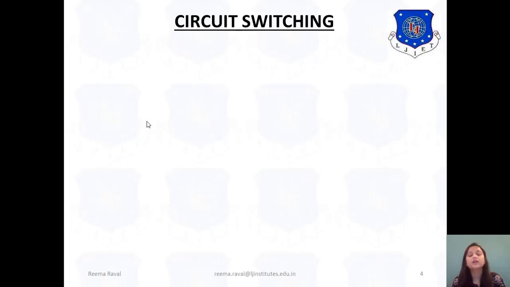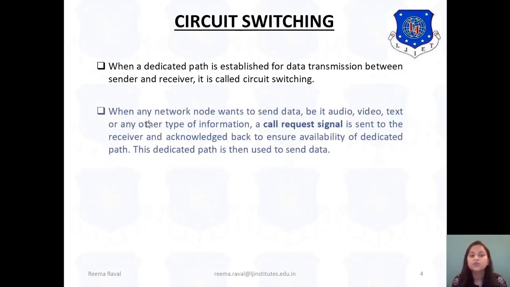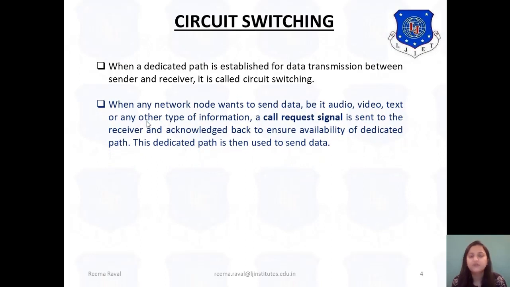As we have discussed earlier, in circuit switching a dedicated physical path has to be established between the transmitter and the receiver before the data is sent. When a dedicated path is established for the data transmission between sender and receiver, it is called circuit switching. When any network node wants to send data, whether it is audio, text, video, or any type of information, a call request signal is sent to the receiver and acknowledged back to ensure the availability of the dedicated path. When this dedicated path is available, it is then used to send the data.